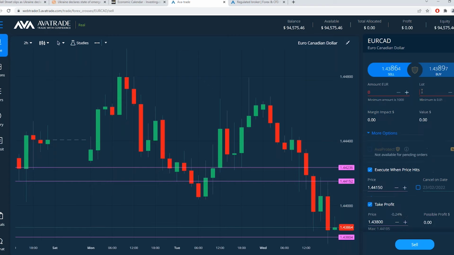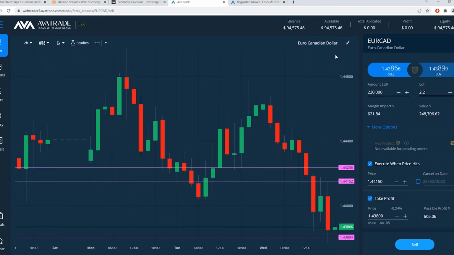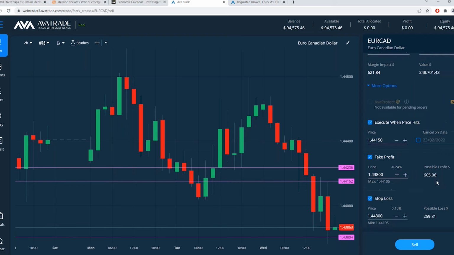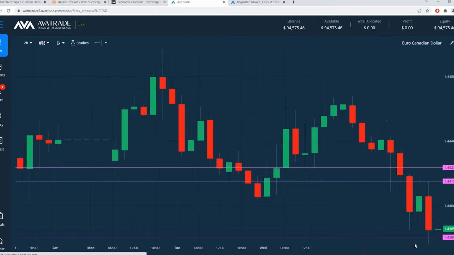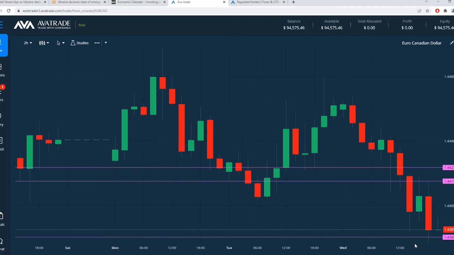So I say, okay, 2.2 lots. Now I see my possible loss is 259. If I know, give or take, I want to risk about 250, that's pretty close. If I'm happy with that potential exposure to stop loss price and my possible profits calculated, then I'm ready to set that order in motion. And so it's not an open trade yet. It's only an open trade if this comes up and hits my preferred entry price.